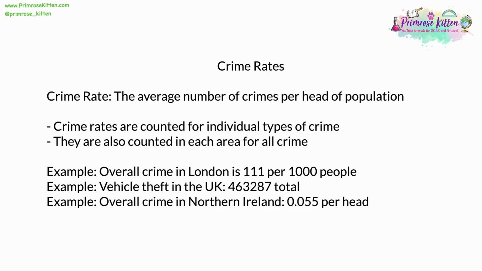The first is that the overall crime rate in London is 111 crimes per 1,000 people. The second example is that there have been 463,287 total vehicle thefts in the UK. The third example is that overall crime in Northern Ireland is 0.055 crimes per head of population. Each of these figures is taken over a year.